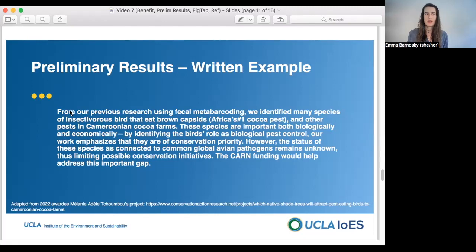So as you can see, they've very briefly outlined their previous work and what the results were, and then explained what the existing gap is and how they hope to build on that work through the Aspire grant.